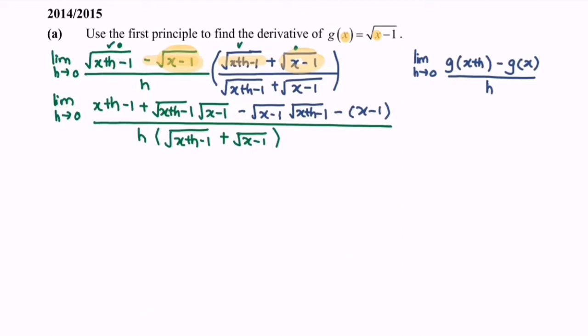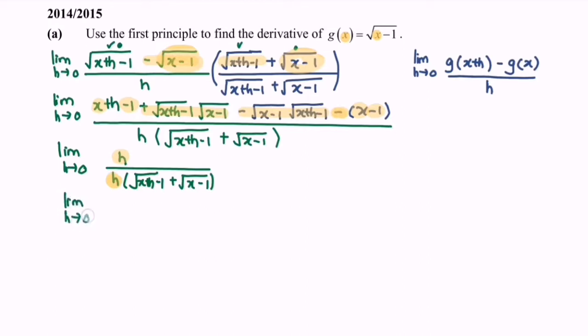Kindly focus on the numerator, simplify the situation. So we can simplify the situation, become 0. Next, x minus x will obtain 0. Negative 1 plus 1. So finally, rewrite the situation. Limits when h approaching 0, we will have h over h multiply with square root of x plus h minus 1 plus square root of x minus 1. Simplify the situation, and finally we will have limit when h approaching 0, 1 over square root of x plus h minus 1 plus square root of x minus 1.